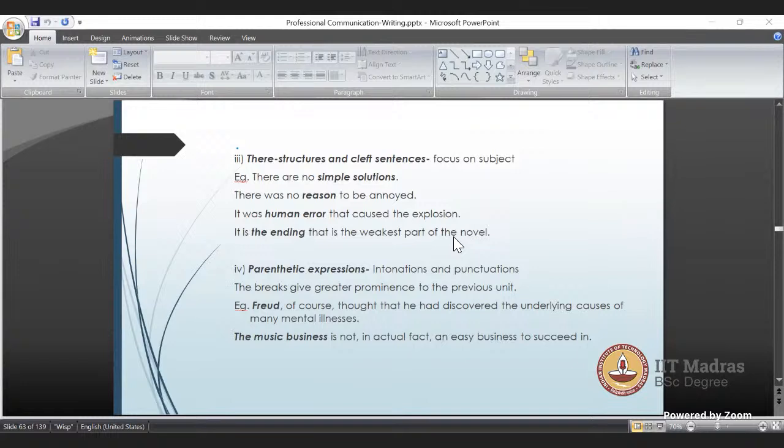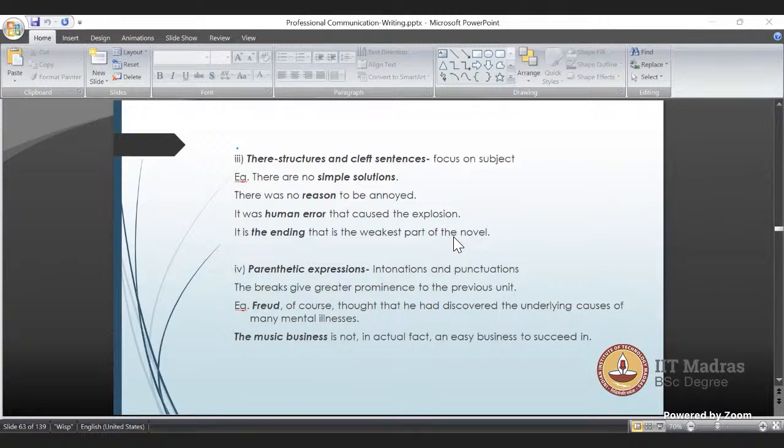There was no reason to be annoyed. Anything, no? It could be anything. Like reasons to be annoyed were limited. Reasons to be annoyed was limited. That could be another way of writing that sentence, like we did for the first one. Simple solutions are not possible.